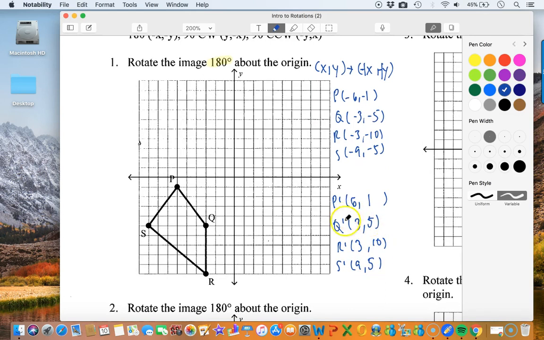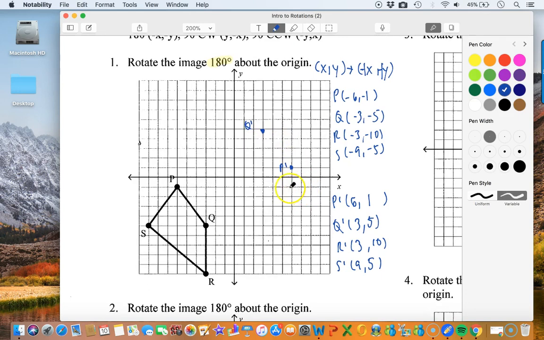Now that we have these 4 points, my prime notation points, I can go ahead and plot them. For my first point, P prime, I'm going to go 6 units to the right and 1 unit up. 1, 2, 3, 4, 5, and 6, and up 1. So there's my first point, and that is P prime. For my second point, Q prime, I go to the right 3. 1, 2, and 3, and up 5. 1, 2, 3, 4, and 5. There's my second point, so that's Q prime.